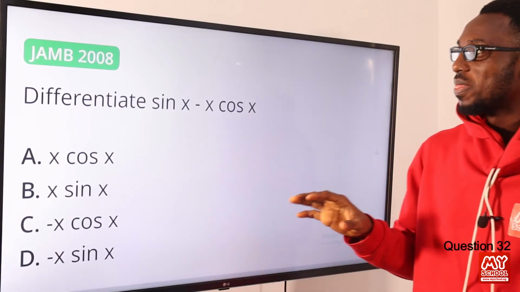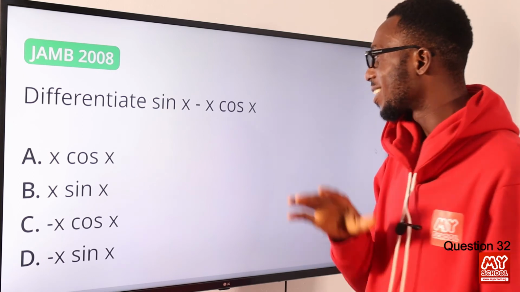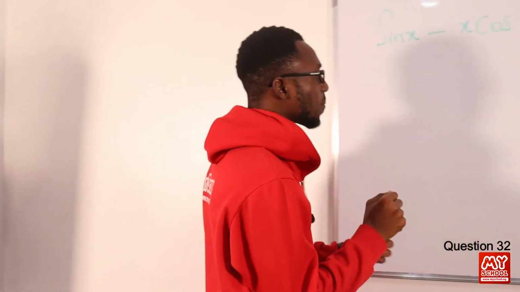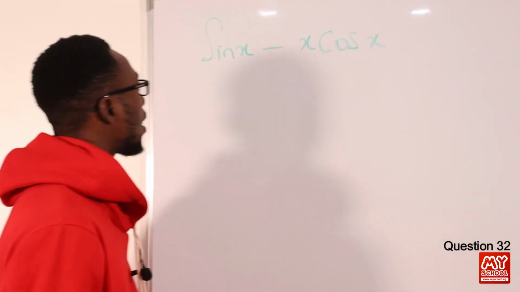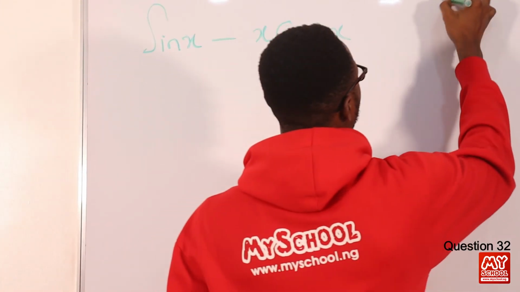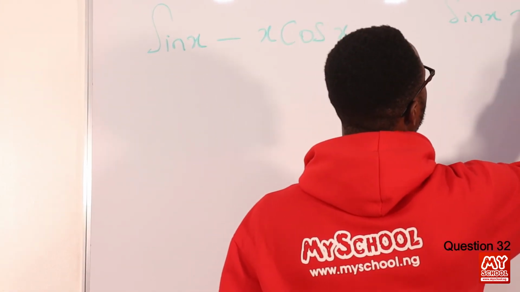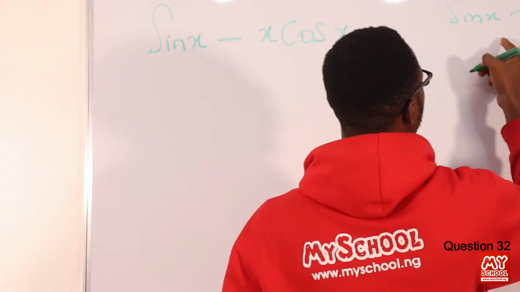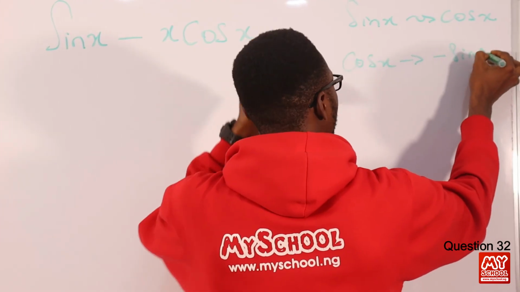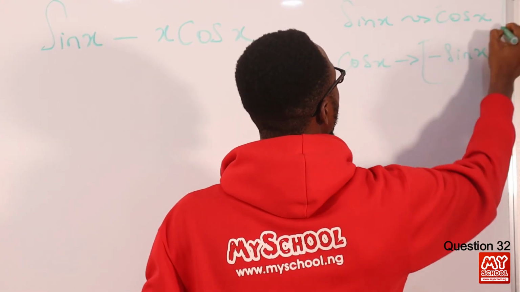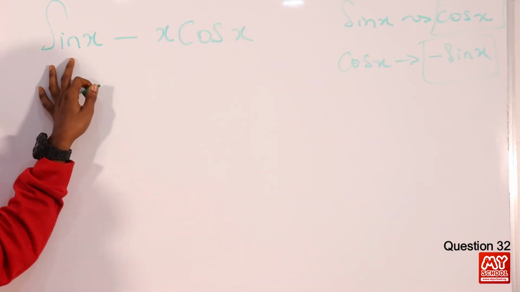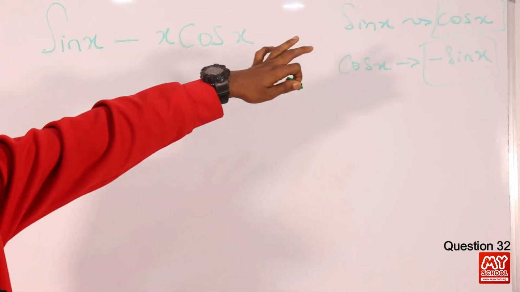Question 32. Differentiate sine x minus x cos x. All right, so let's do this together. Okay, so when you differentiate trig functions, for instance, when we differentiate sine x, it gives us cos x, right? When we differentiate cos x, it gives us minus sine x. Okay, so let's work with this provision. So we have sine x. When I differentiate this sine x, what do I have? Already I know I have cos x.